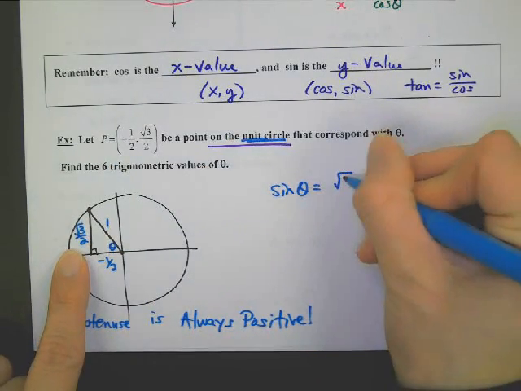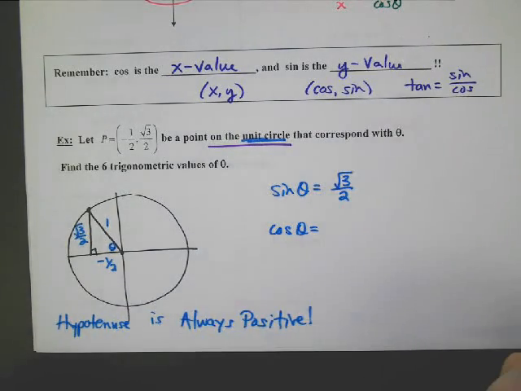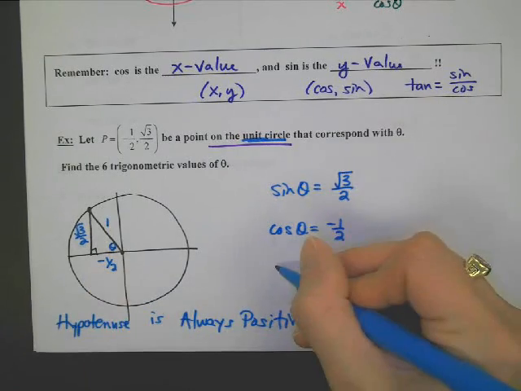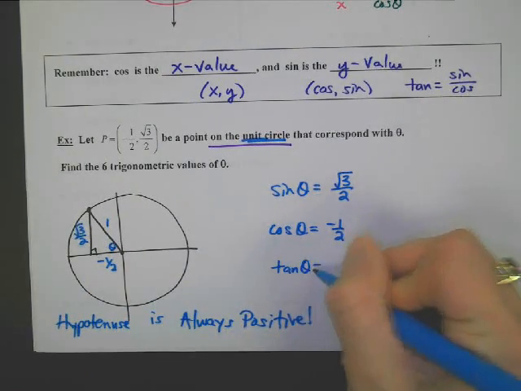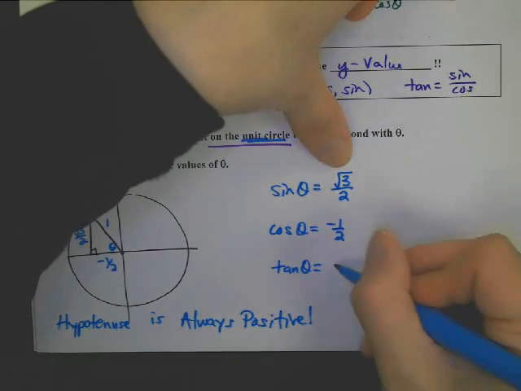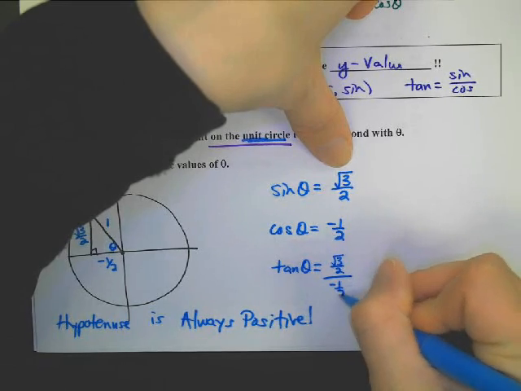The y value is radical 3 over 2. When I say cosine, you say x. The x value is negative 1/2. And when I say tangent, you say sine over cosine. Sine over cosine. So let's take radical 3/2 and divide it by negative 1/2.